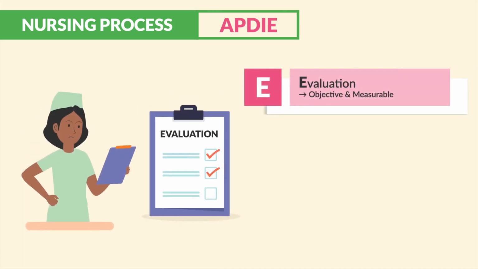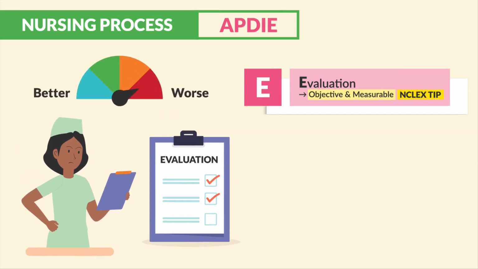And lastly, we have E in ADPI. So E is for evaluation. Objective and measurable. Big NCLEX tip. Be sure to write that down. We're basically trying to see if the client's getting better or worse. So, how do you know?